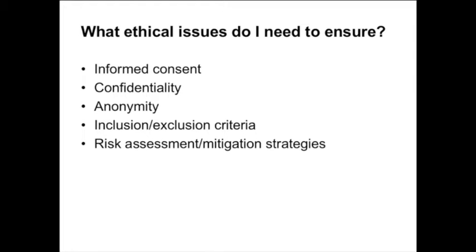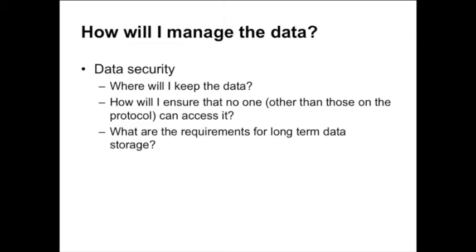Ethical issues that one needs to ensure are things like informed consent. Do the players consent to have you use your data for this study towards a publication or presentation? How will you ensure confidentiality? Will you identify people as A, B, C? Will you agree that you will only present data in aggregate form? Again, anonymity of participants is important. You will have to think about inclusion and exclusion criteria and how you're going to mitigate risk.